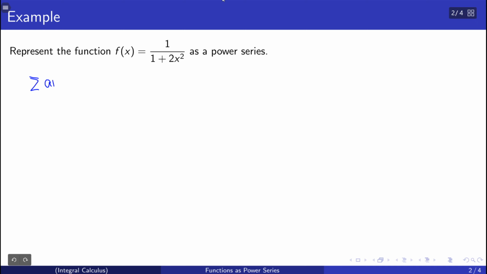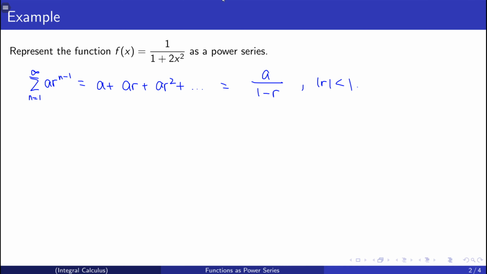Remember your geometric series. The geometric series a plus ar plus ar squared, and so on, is a over 1 minus r, when the absolute value of r is less than 1. Okay. So why don't we write this with x instead of r? And let's just ignore the a for now. In fact, let's do 1 plus x plus x squared, and so on to infinity. What is that? That's 1 over 1 minus x, when the absolute value of x is less than 1.